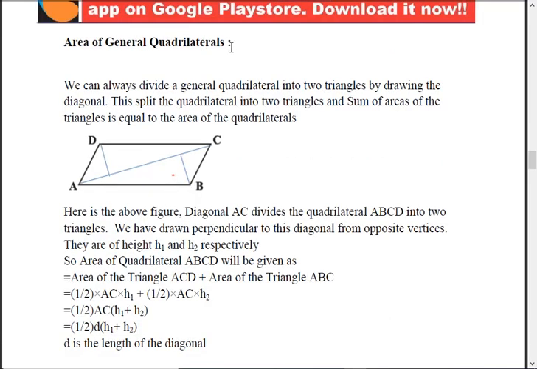Area of general quadrilaterals, meaning where we don't know whether the sides are the same or whatever it is. Divide them into as many regular shapes as possible, triangle, rectangle, whatever is easier for you, and then find the areas of each separate part and then add them. Here it's divided into triangles, so find the area of each triangle and add it.